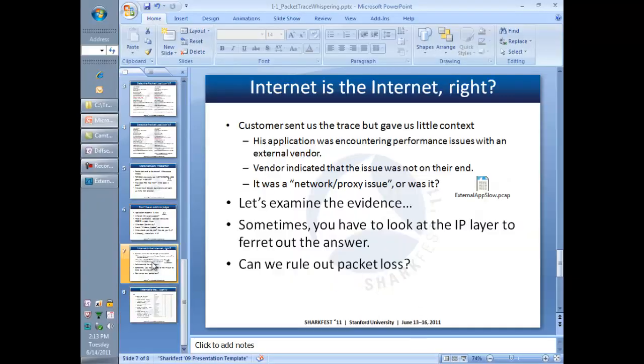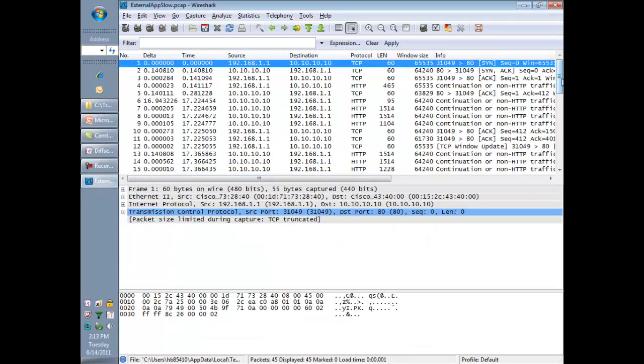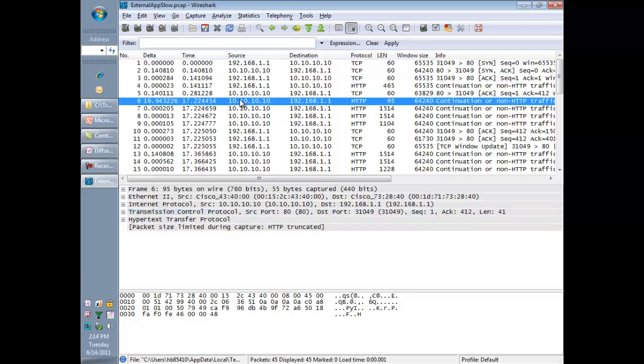So let's look at the packet trace. So let's think this through. Fundamentally speaking, what's the chief complaint here? It's slow. We already figured out there's no user think time. So this legitimately is a problem. So what happened between packet number 5 and packet number 6?